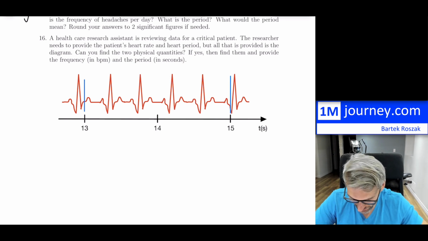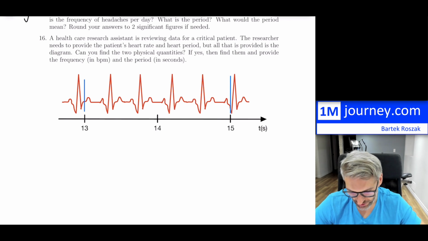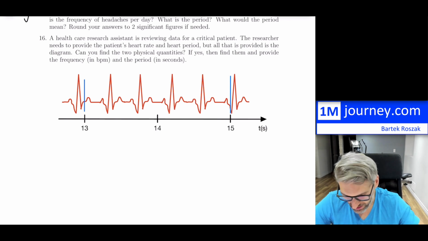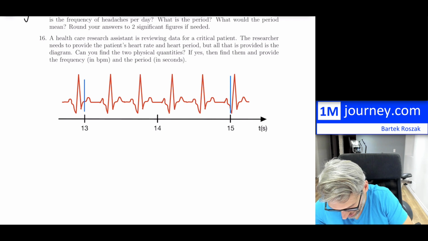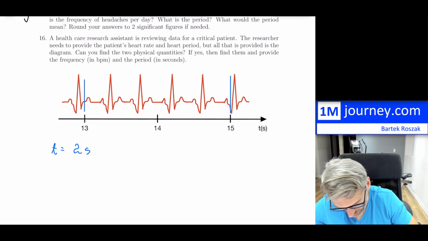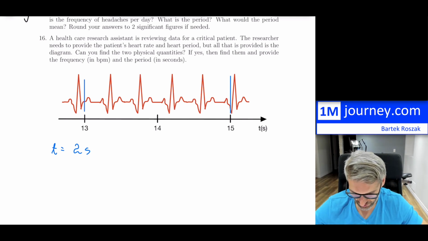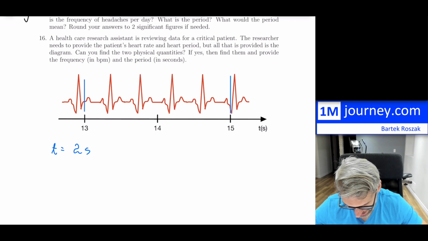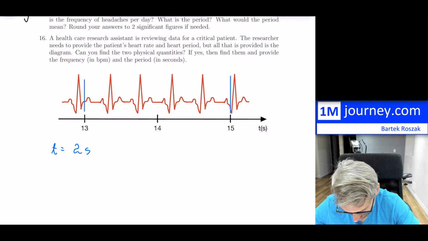And so what I can do is I can count and figure out how many repetitions I have. Now my time, t, is 2 seconds, approximately, from 13, 14, 15. So that's 2 seconds in between there. And now, how many of these beats do I have in here? I would need a full cycle of repetition.